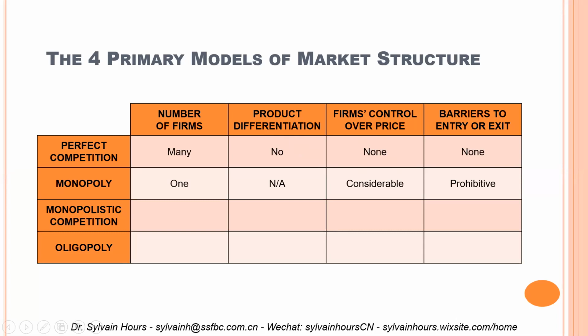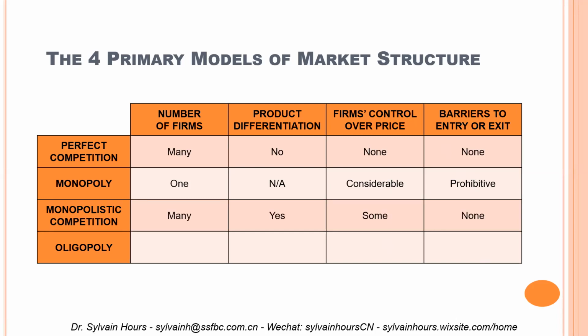In a monopoly, we only have 1 firm. Well, the concept of product differentiation does not even make sense. It's not applicable because we have 1 single firm selling 1 single product. The monopolist has considerable control over price, a strong market power, it is a price maker, and barriers to entry are prohibitive, which means that they are so high that nobody can enter into this market.